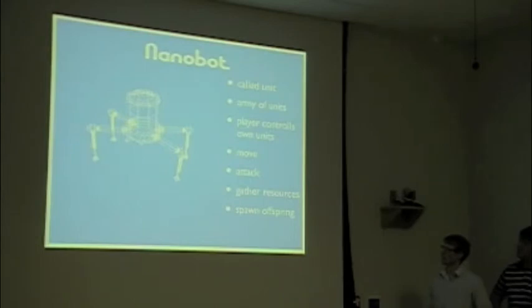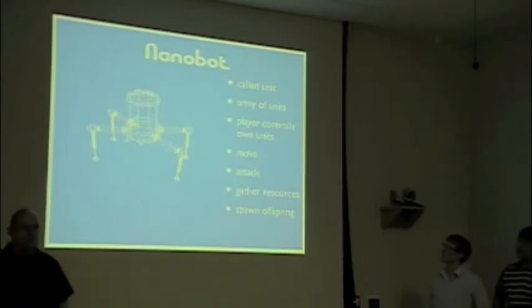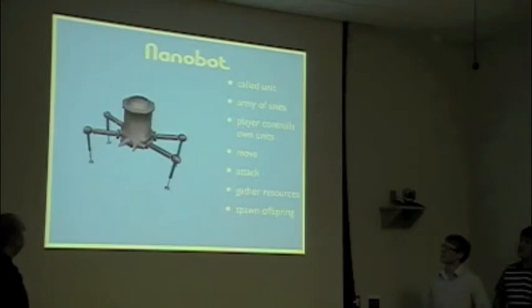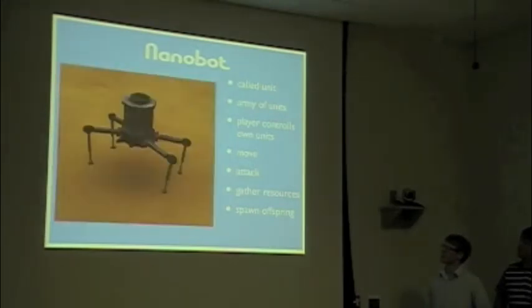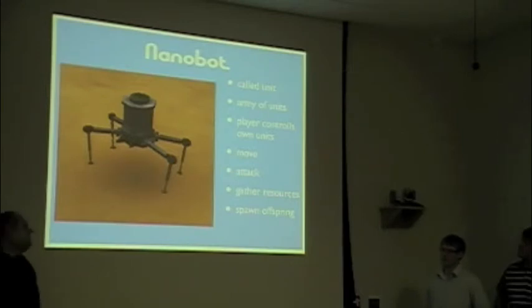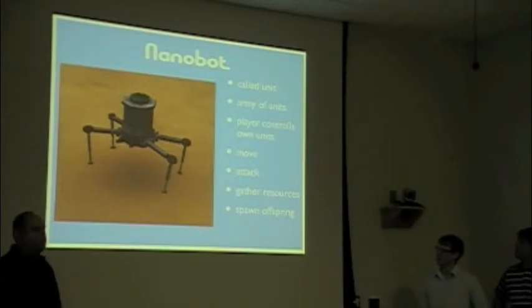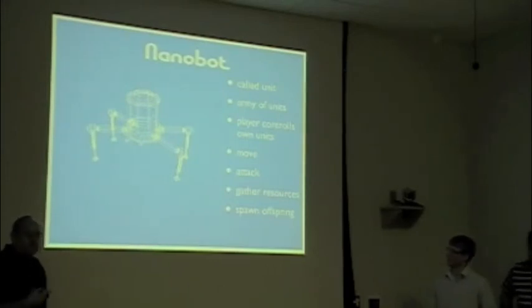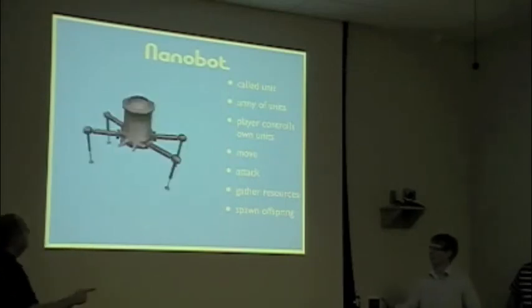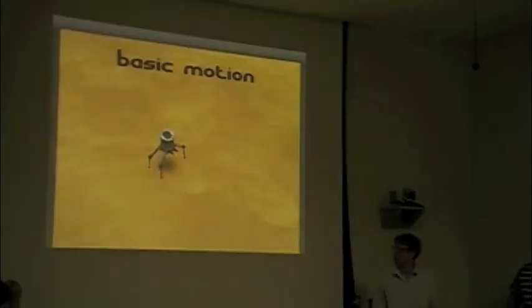Let me introduce you to the nanobot. The nanobot is your unit. You control these nanobots and these robots. And of course, they have nice textures, and this is how this guy would look in the real environment. Now, you're not controlling one nanobot, you're controlling an army, or should I say a population of nanobots. And you can move them around, you can have them attack stuff, you can use them to gather resources, and these guys spawn also. And these guys hopefully implement the entire mechanisms of evolution.